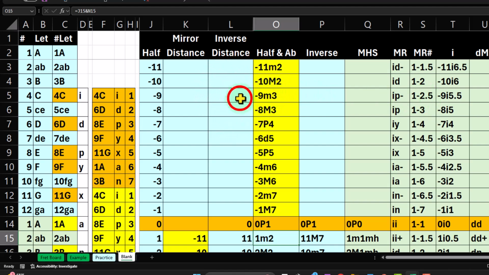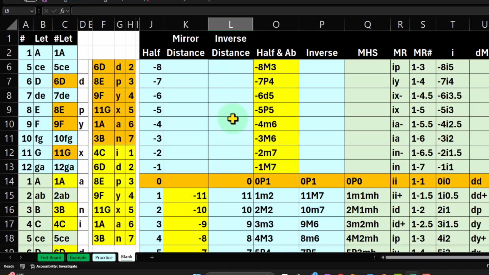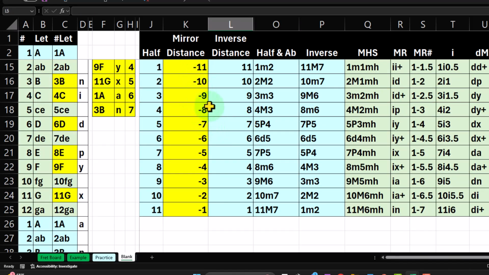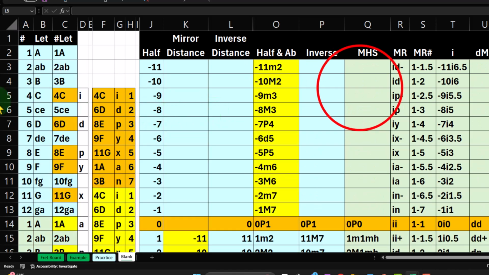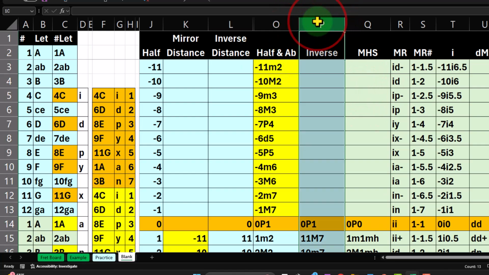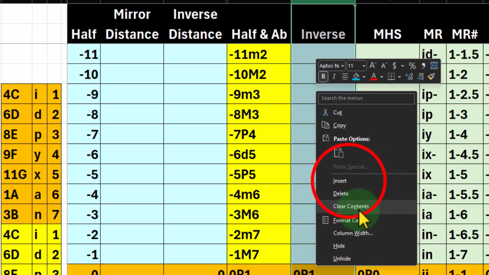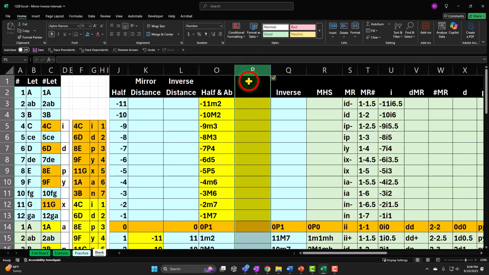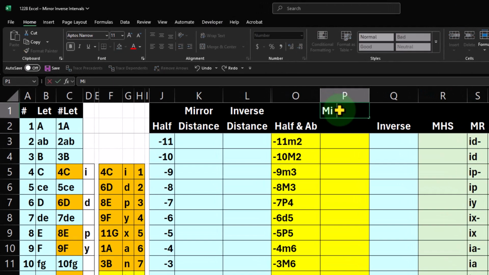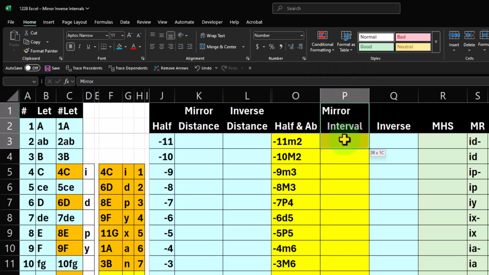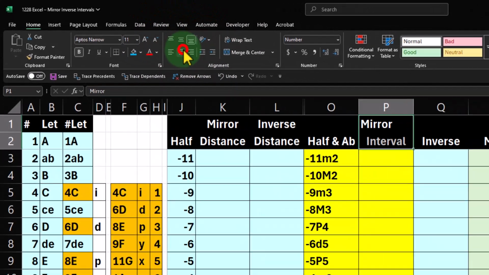All right, so now I'm going to add these same terms down here so I can see it side by side as well. So what I'd like to do is add another column here after the O. I'm going to select column P, right click and insert, and then I'm going to call this the mirror interval, the mirror interval, right? Instead of the inverse interval.